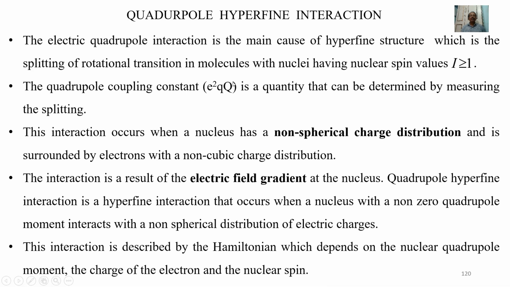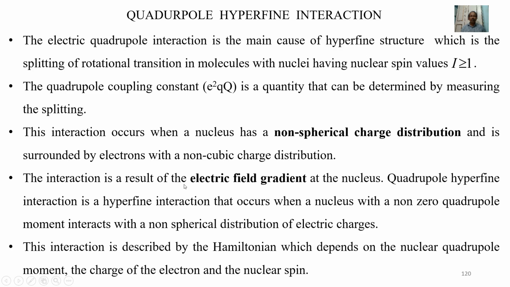Quadrupole hyperfine interaction. The electric quadrupole interaction is the main cause of hyperfine structure, which is a splitting of rotational transitions in molecules with nuclei having nuclear spin values I greater than or equal to 1. The quadrupole coupling constant e squared Q q is a quantity that can be determined by measuring the splitting. This interaction occurs when a nucleus has a non-spherical charge distribution and is surrounded by electrons with a non-cubic charge distribution. The interaction is a result of the electric field gradient at the nucleus.